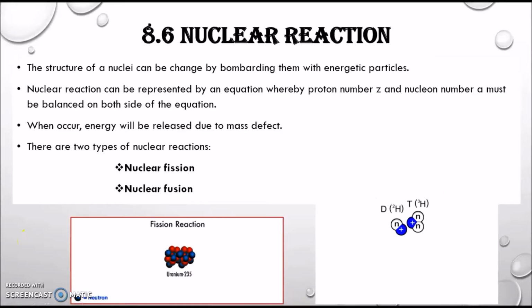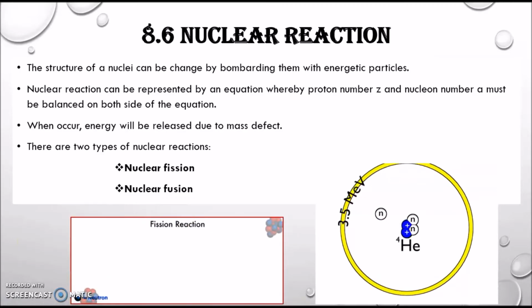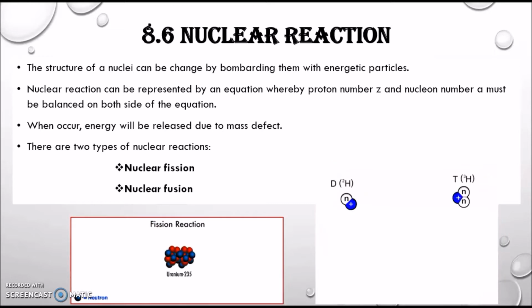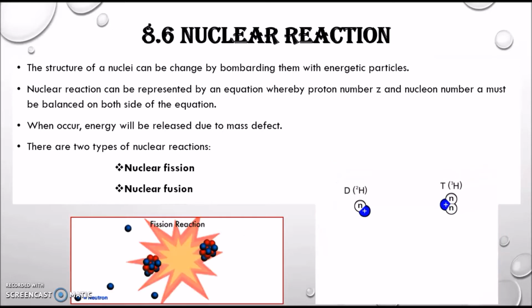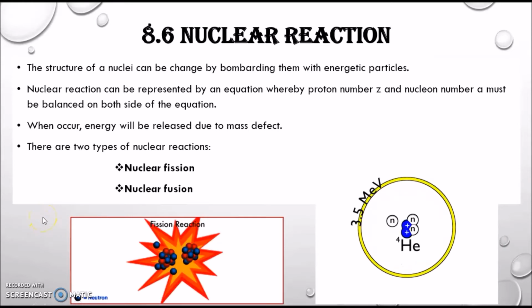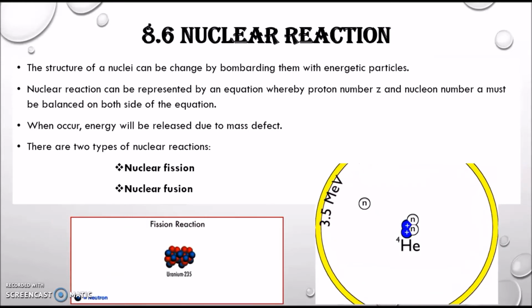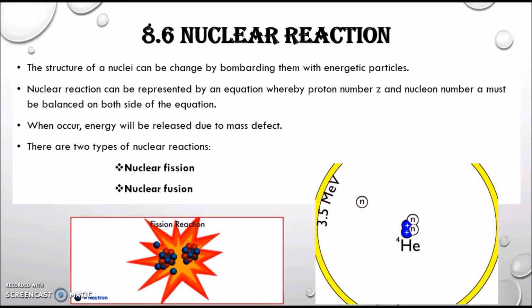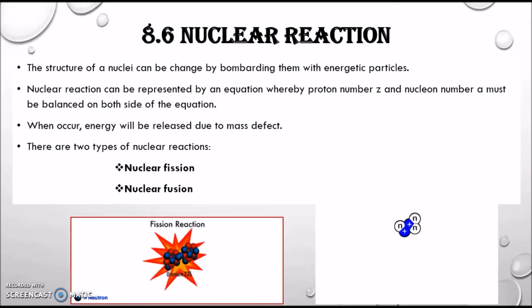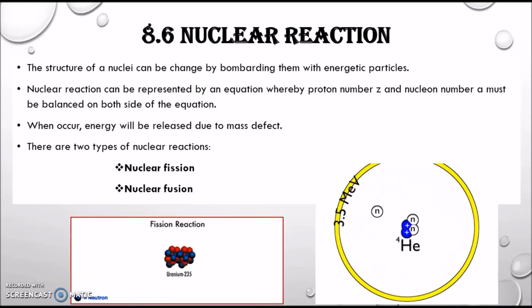8.6 Nuclear reaction. Nuclear reaction occurs when an element or the structure of a nucleus is bombarded by energetic particles. When this occurs, energy will be released due to mass defect. So if you want to calculate the energy released, we need to find the mass defect. There are two types of nuclear reaction. First, nuclear fission. Second one is nuclear fusion.